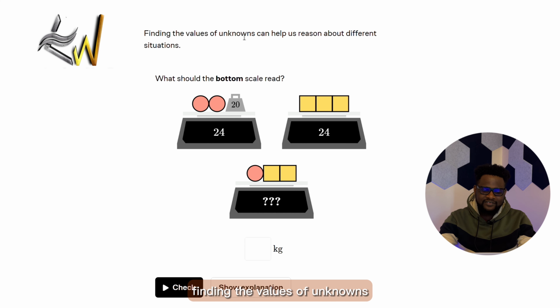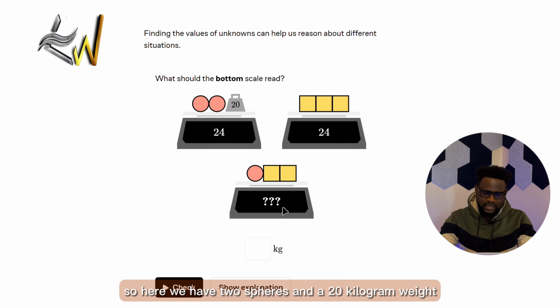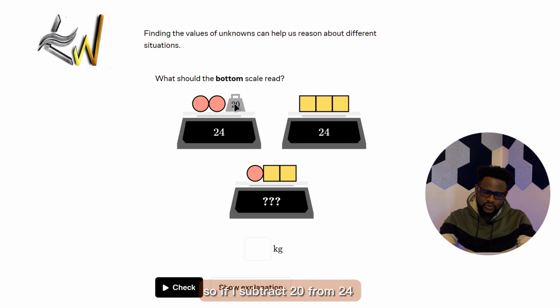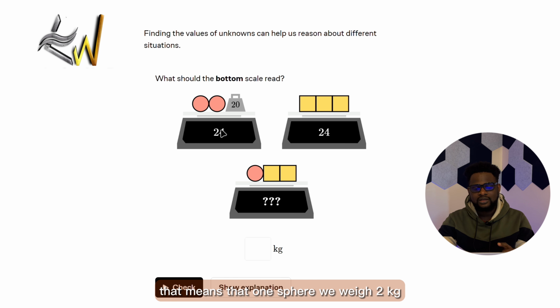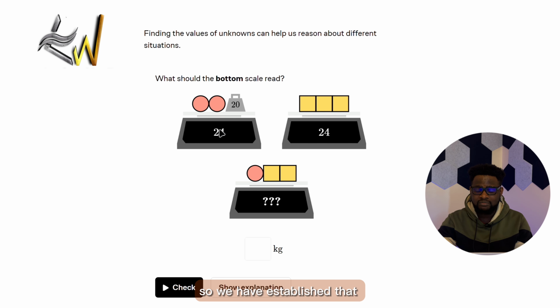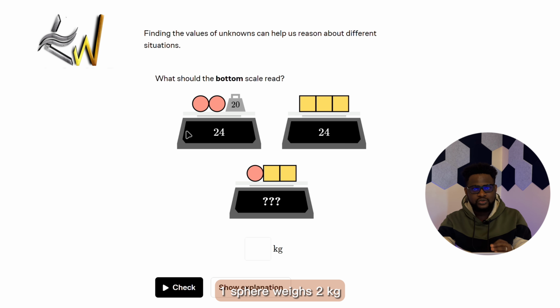Now look at another question. It says, finding the values of unknowns can help us reason about different situations. What should the bottom scale read? Here we have 2 spheres and a 20 kilogram weight, which together weigh 24. If I subtract 20 from 24, I will have 4 kg. So the 2 spheres weigh 4 kg, which means 1 sphere will weigh 2 kg. We have established that 1 sphere weighs 2 kg.